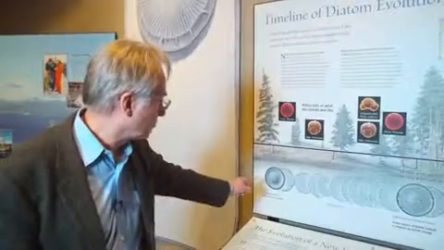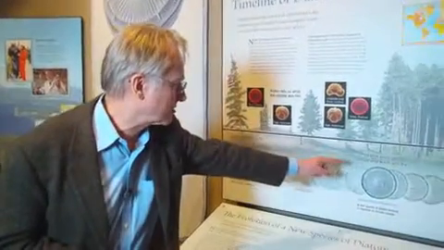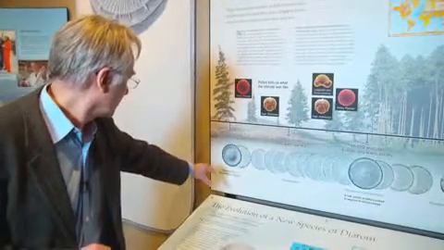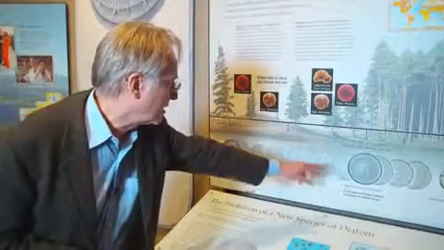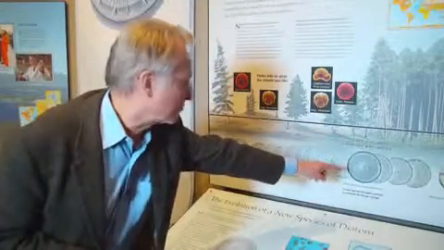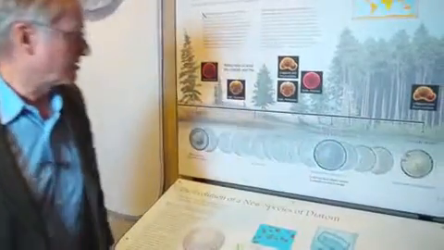But as you look in more and more recent core samples, 12,000 years, 10,000 years, you get a gradual change from Stephanodiscus niagarae, gradually changes through all these transitional forms. At about this point, it becomes recognizable. 10,000 years ago, it becomes recognizable as yellowstonensis and goes on to today, where it is yellowstonensis.